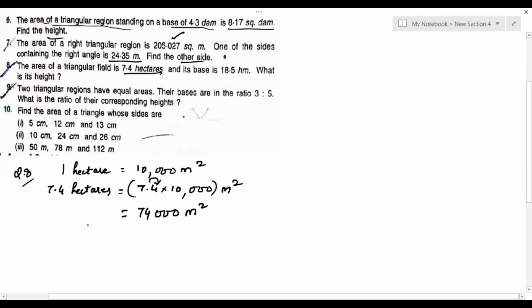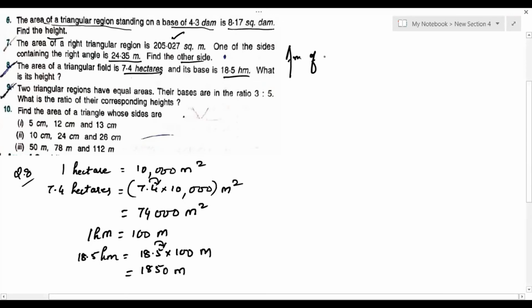Similarly, the base is given to us in hectometer. So 1 hectometer is equals to 100 meter. So 18.5 hectometer will be equals to 18.5 into 100 meter. So 1 zero will consume to remove the decimal, and it will become 1850 meter. Now this is the measurement we are having in all.